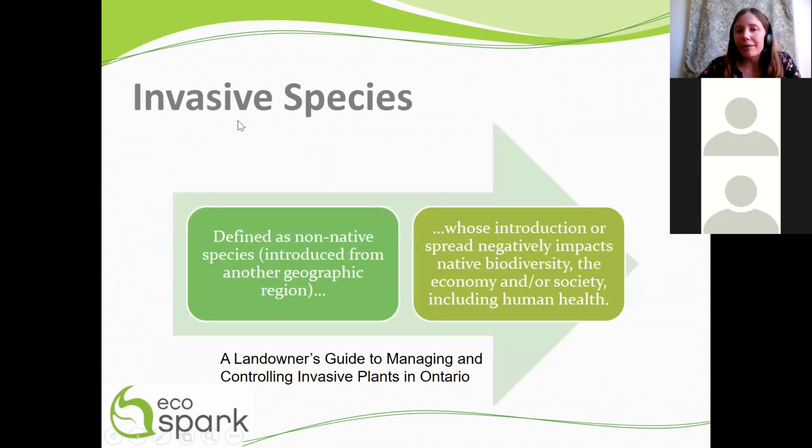If you're not familiar with invasive species, just a really brief definition here. It's important, it's got two different parts in the definition. So it's a non-native species. It could be a plant or another organism that's introduced from another geographic region. But it also has a second part in the definition: that its introduction or spread negatively impacts native biodiversity, the economy, and or society, including human health.